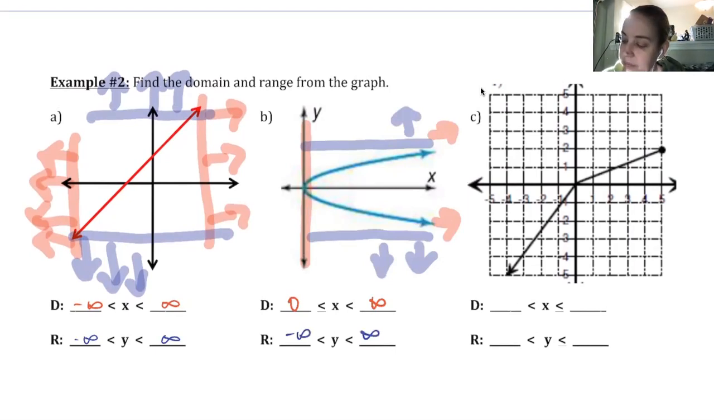Good. It's a little tricky when they have the arrows and the dots. In letter C, over here to the left, this one has an arrow, so it's going to keep going. Oops, I used the wrong color. It's supposed to be orange.